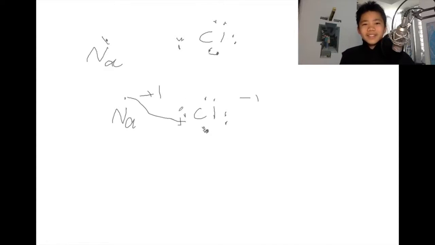This compound that we're talking about here is sodium chloride, otherwise known as table salt, like the salt we eat. So it's a very typical example of an ionic bond.